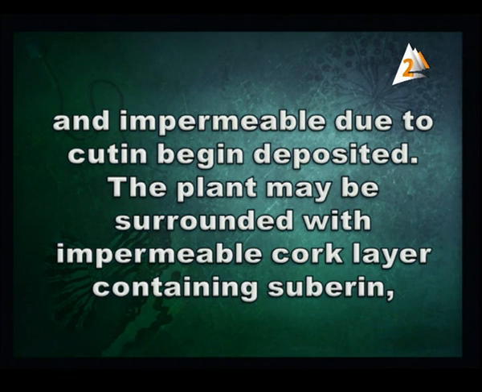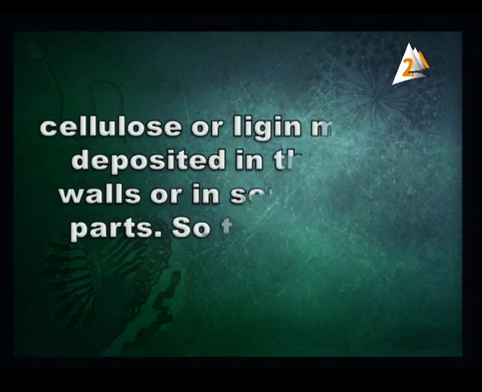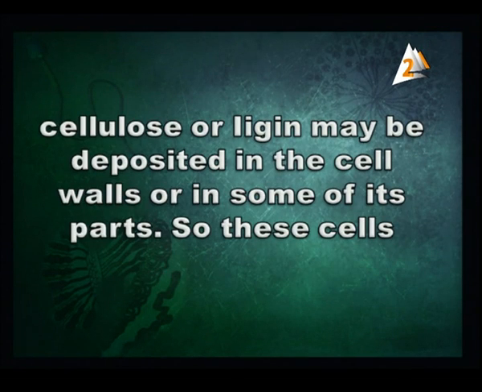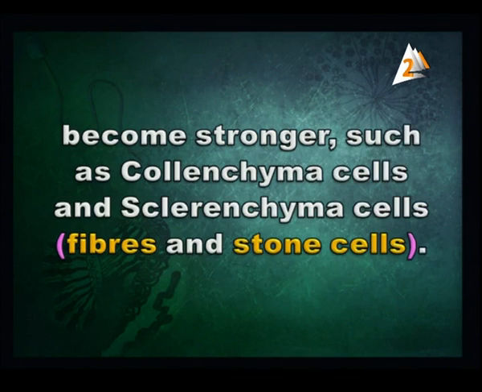The plant may be surrounded with impermeable cork layer containing suberin, cellulose, or lignin, may be deposited in the cell walls or in some of its parts. So these cells become stronger, such as collenchyma cells and sclerenchyma cells, fibers and stone cells.